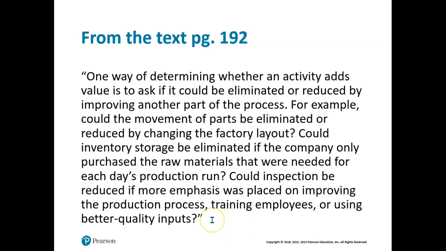So here's an example. This is in the textbook. I'm not sure about that page number, to tell you the truth. But one way of determining whether an activity adds value is to ask if it could be eliminated or reduced by improving another part of the process. If you can eliminate something like inventory storage, you could improve the production process. It wouldn't change the output at all. Okay, so anything that we can get rid of, we want to get rid of.